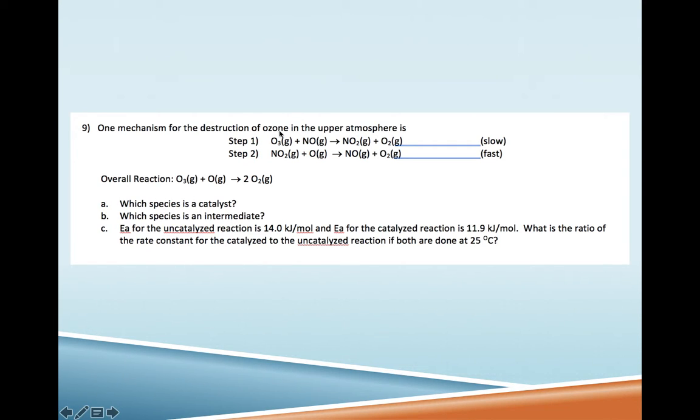So the first question here asks, which of our species is our catalyst, which is our intermediate, and then given some data, could we actually figure out what our ratio of catalyzed to uncatalyzed reaction would be? Give you a second to try this, pause the video, maybe think about it. When you're ready, we'll talk through it.